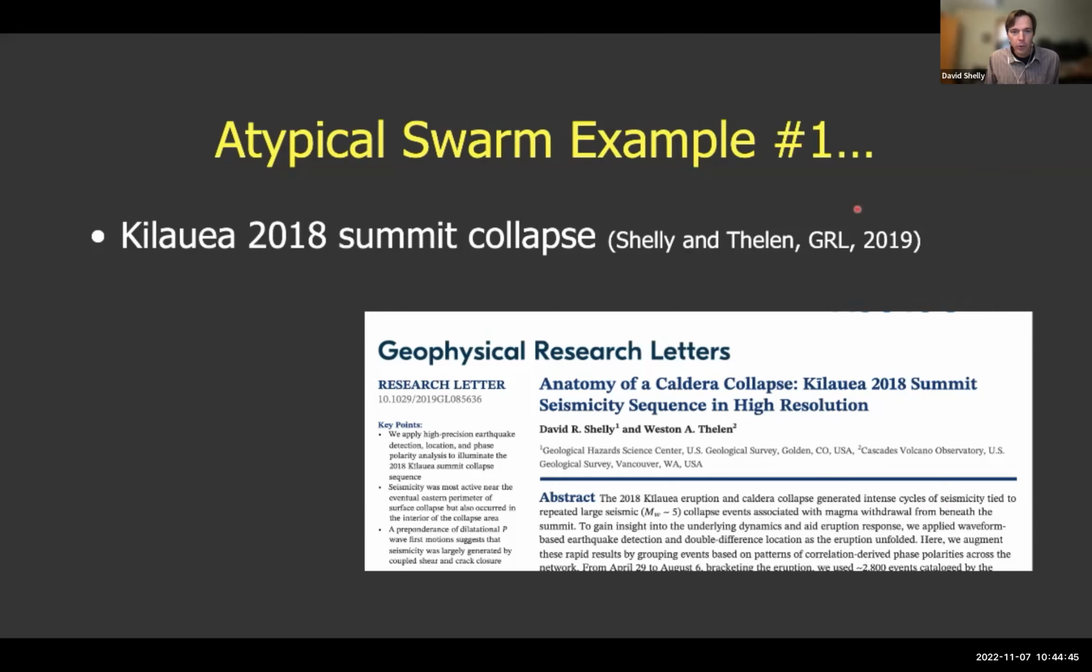Now I'm going to go through a few different examples. I'm going to show 2 examples of what I'm calling atypical swarms, and these are ones that stand out. They're really interesting processes, but they aren't the kinds of things that we're seeing over and over as we look at earthquake swarms. And the first of these is the Kilauea 2018 summit collapse.